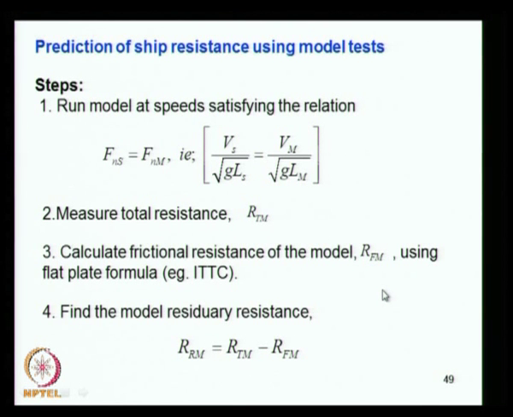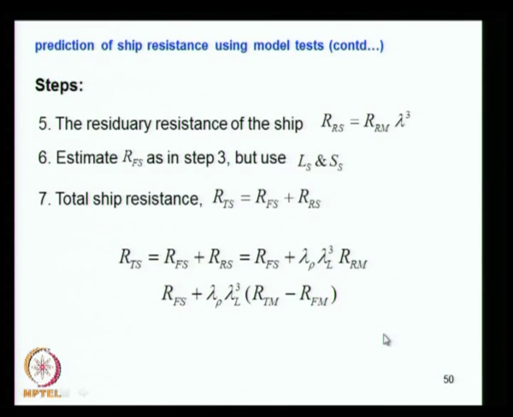So that is how you find out the frictional resistance for this. What you do is you measure the total resistance of the model, then you find the frictional resistance of the model using the ITTC formula. Here you use 0.075 divided by (log Rn_m minus 2) the whole square. Then find the model residuary resistance from that. You know that the residuary resistance is the difference between the total resistance and the frictional resistance. So you get the residuary resistance of the model from that.